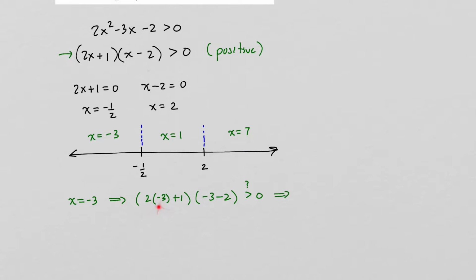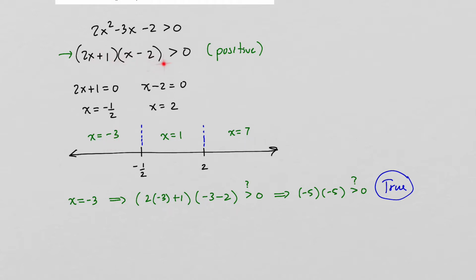Simplifying, we have 2 times negative 3 is negative 6 plus 1, which is negative 5, multiplied by negative 3 minus 2, which is also negative 5. And we want to know, is this greater than 0? And yes, this is greater than 0, right? Because negative 5 times negative 5 is positive 25, and positive 25 is greater than 0. So off to the side here, I'm going to write, this is true. So that means that when you plug in the number negative 3, it works.